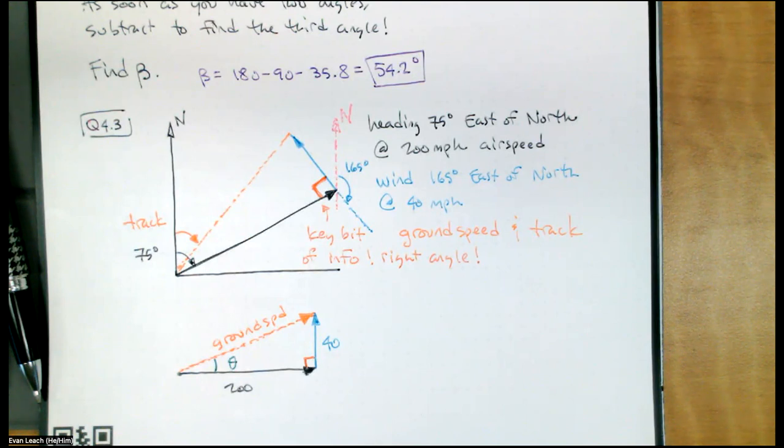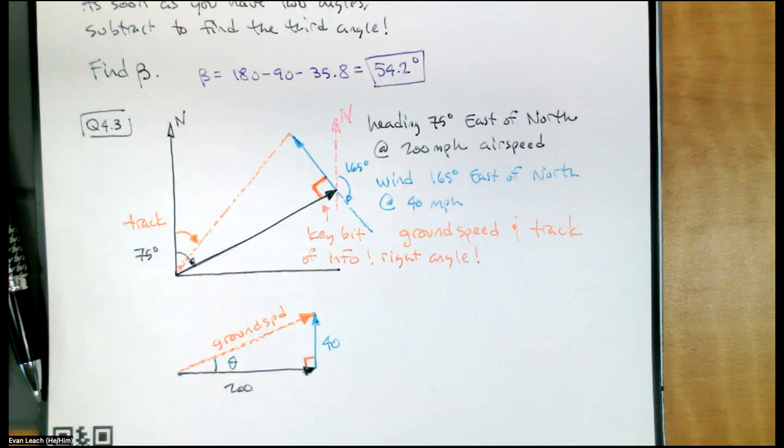So the wind is going to be moving the plane. And so the plane will have a different ground speed and a different track. Track is what the plane is actually doing. Ground speed is how fast the plane is going relative to the ground. And track is labeled as being measured east of north.